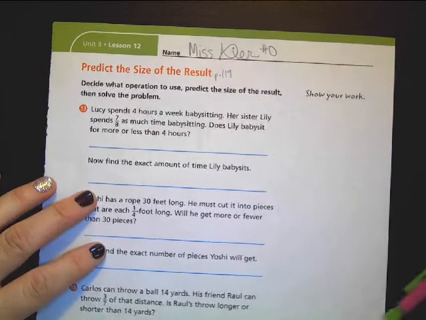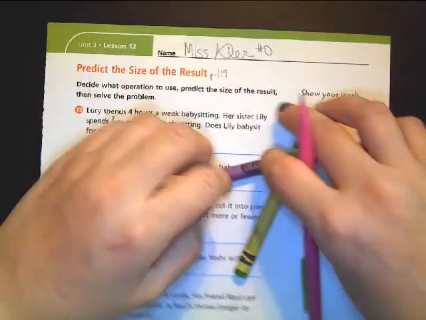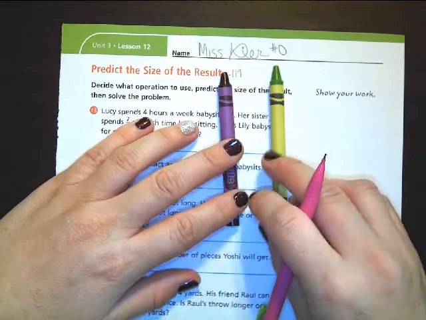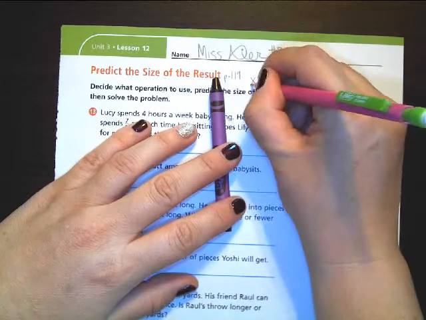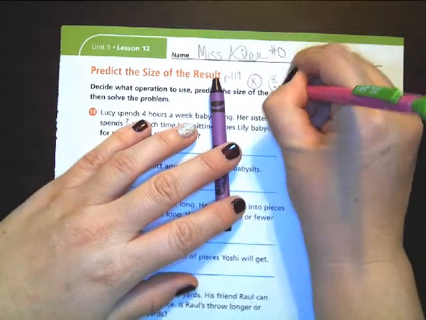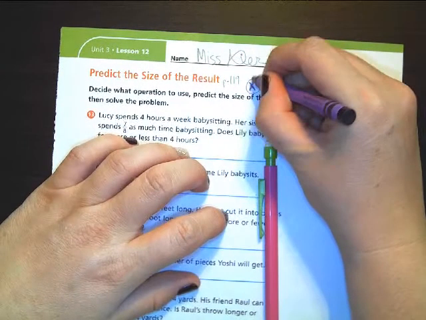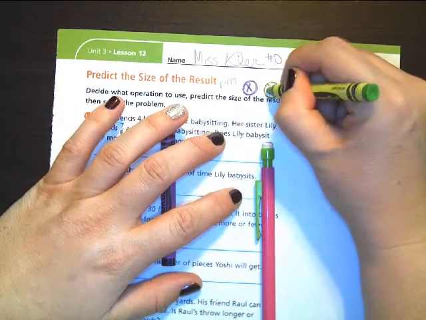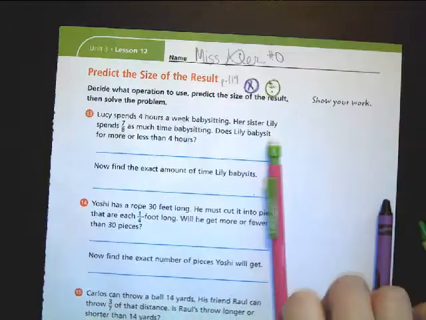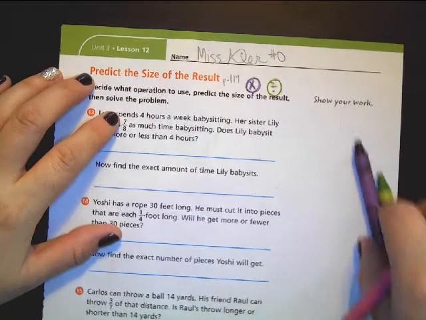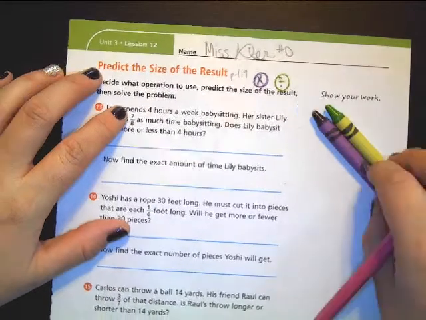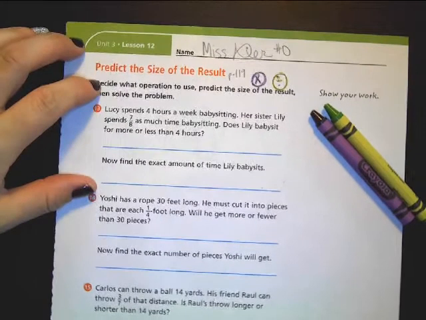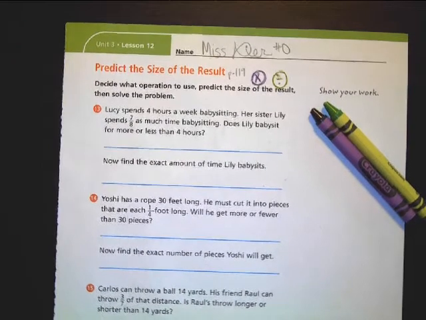I kept out my purple and green, so you need to also get out your purple and green. Remember, purple is division, and green, no, other way around. I'm so sorry. Multiplication was purple, division was green. I better make that key for myself right now at the top of this paper. Multiplication and division. We're only going to be working on page 119. And we're going to be predicting the size of the result, or using our brains to figure out when answers are reasonable. So, decide which operation to use, predict the size of the result, then solve the problem.